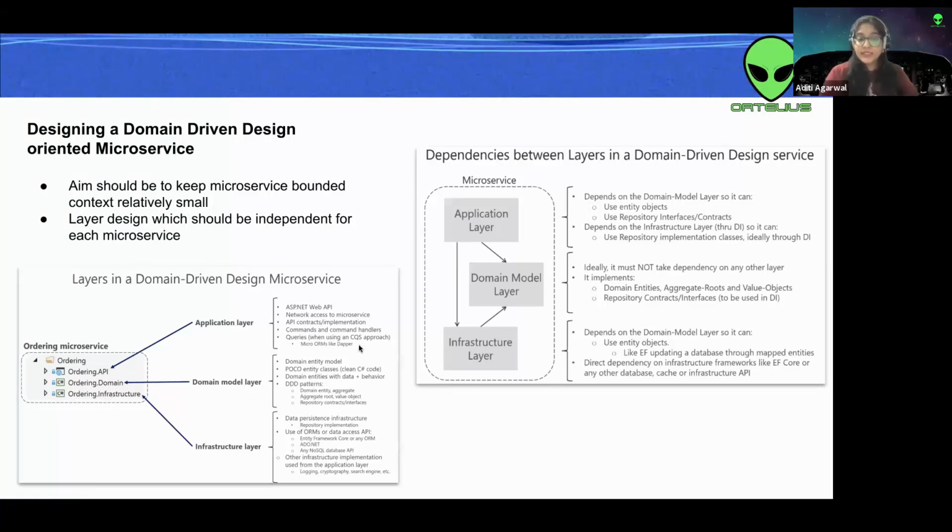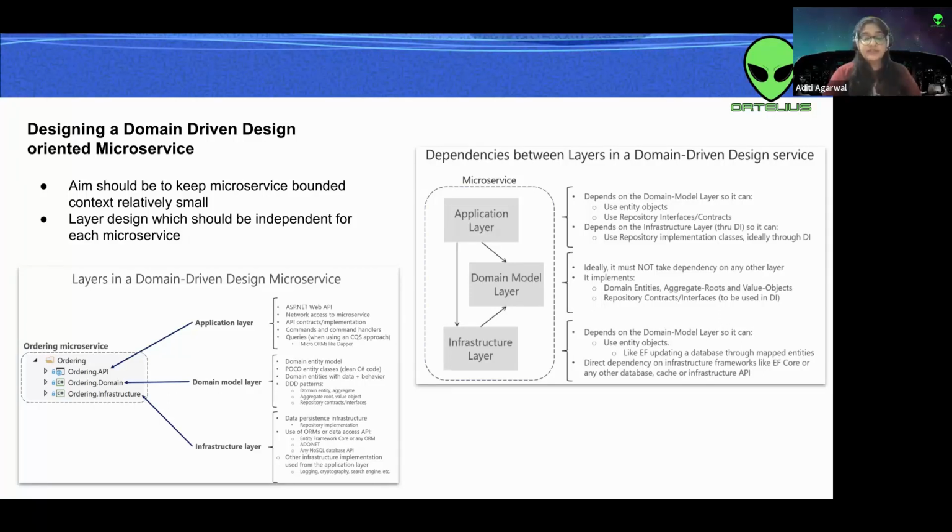So what is the application layer? The application layer basically tells what is the job that exactly needs to be done. For example, I have a web API interface. I need to create a front end for my application. So that thing my application layer will decide.